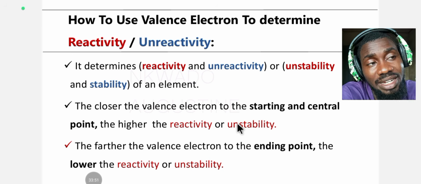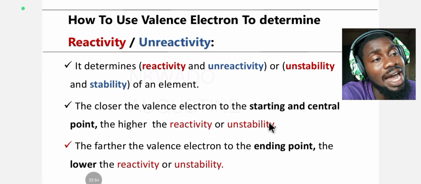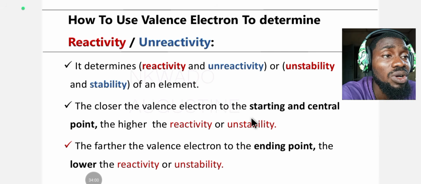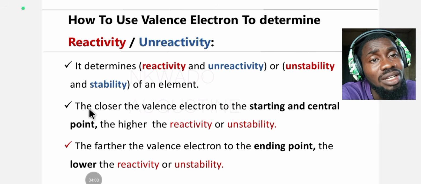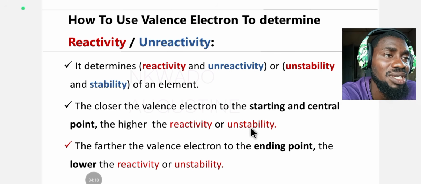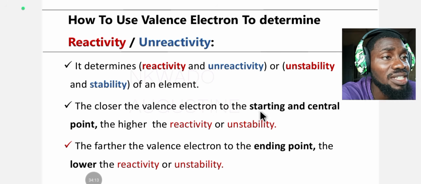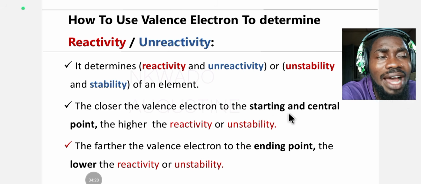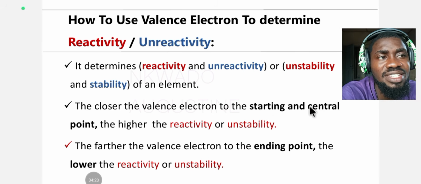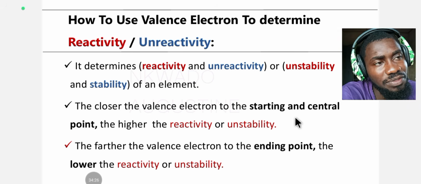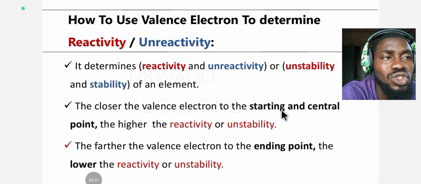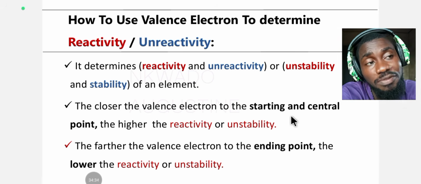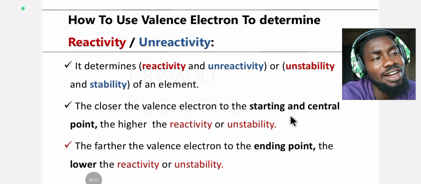So let's look at the valence electron of the next element we got, which is oxygen. The valence electron of oxygen is 6. Basing on this, the closer the valence electron to the starting point and the central point, the higher the reactivity or stability of the element. The central point is 4 and 5, while the starting point is 1. Is 6 closer to 4 and 5? Yes, 6 is closer to 4 and 5. 6 is not close to 1, but 6 is closer to 4 and 5. After 5, 6. Very close to 4 and 5.